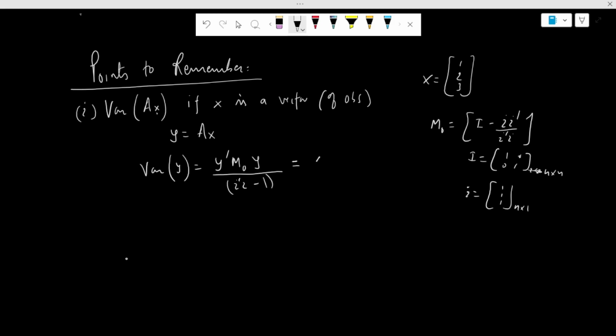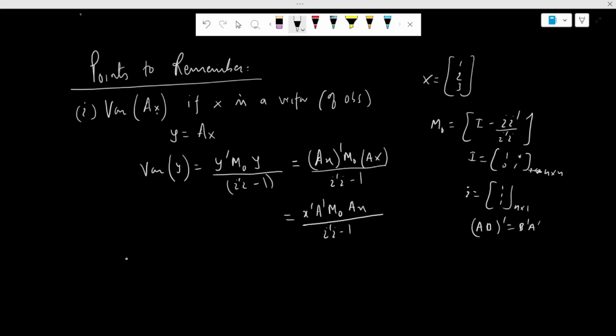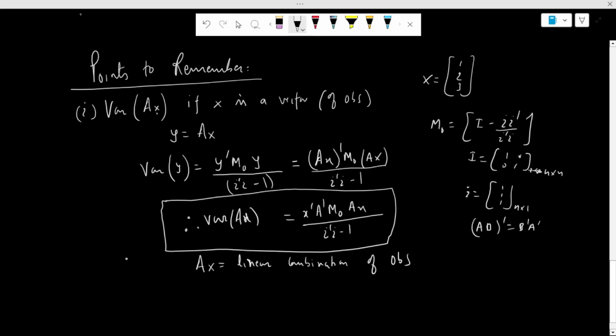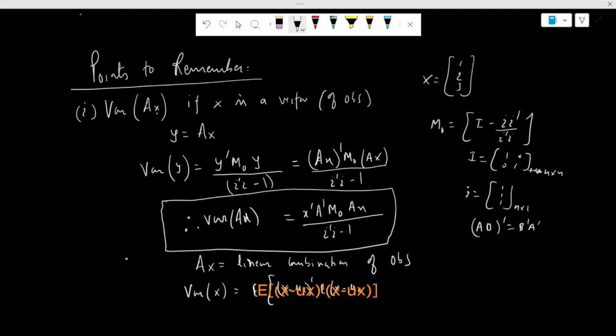If we substitute the value of y as AX, and apply the property that (AB) transpose equals B transpose A transpose, the final expression we get is X transpose A transpose M0 AX divided by i transpose i minus 1. We use this formula when X is simply a vector containing n observations. Here AX represents the linear combination of observations. In this case, we calculate the variance of X using the expectation of (X minus mu X) transpose times (X minus mu X). Once again, X is a vector of observations.